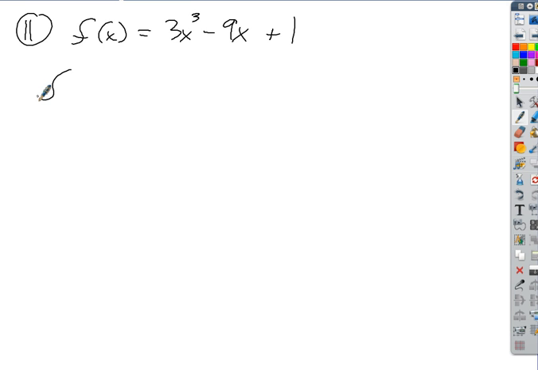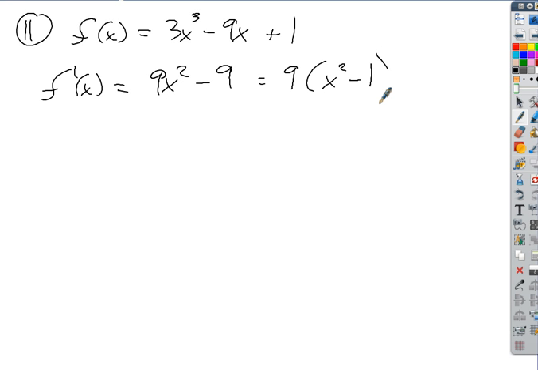What's our first derivative? 9x squared minus 9. Okay, so there's our first derivative. We could factor out a 9, right? We could factor that if we want to. So that becomes 9 times (x minus 1)(x plus 1).